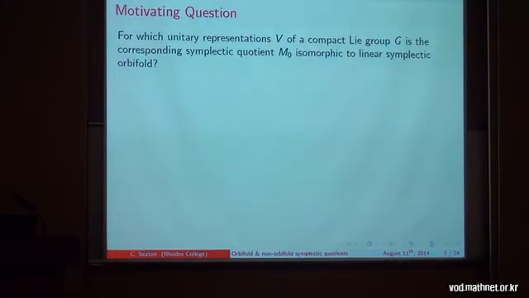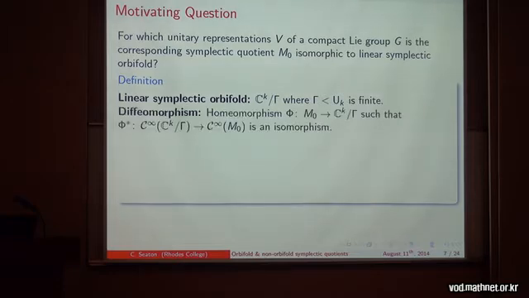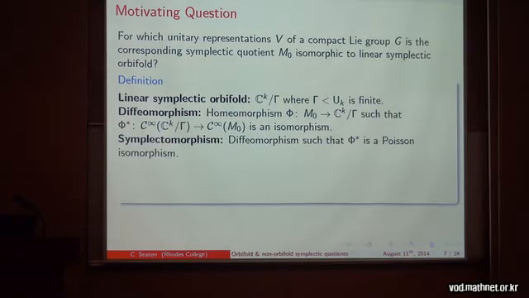Okay, so we want to know when this happens, and just to give some language for this, when I say linear symplectic orbifold, I mean C^k mod a finite subgroup of the unitary group. This is kind of a local question. The abstractions to this are local, so we're just looking at representations, but by the symplectic slice theorem, you can do the same for singular symplectic quotients of manifolds. A diffeomorphism between such spaces will mean a homeomorphism that induces an isomorphism on the algebras of smooth functions. For a symplectomorphism, we mean that the isomorphism is also a Poisson isomorphism, so it preserves the Poisson bracket.